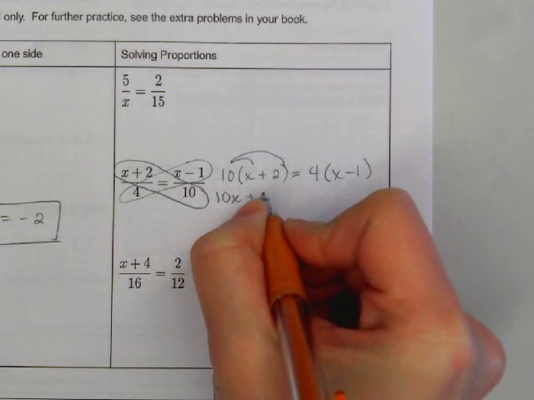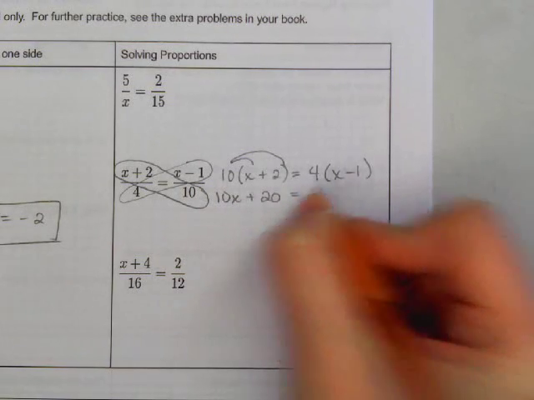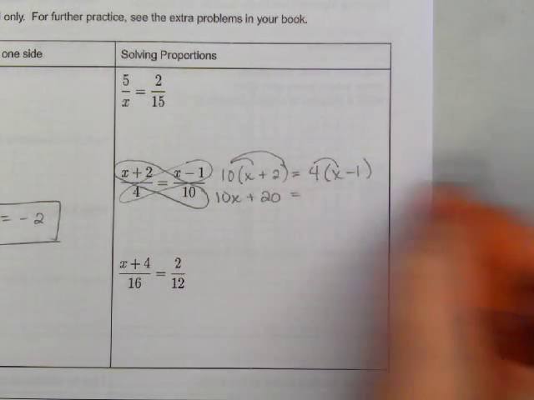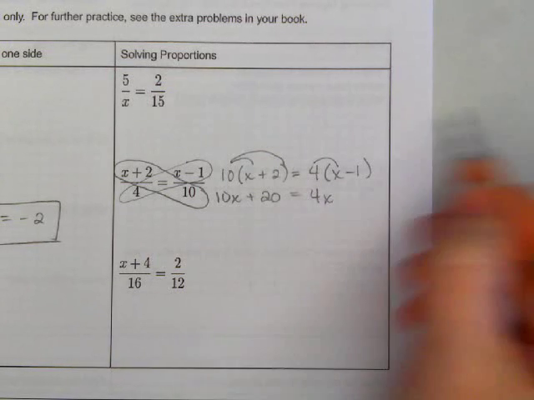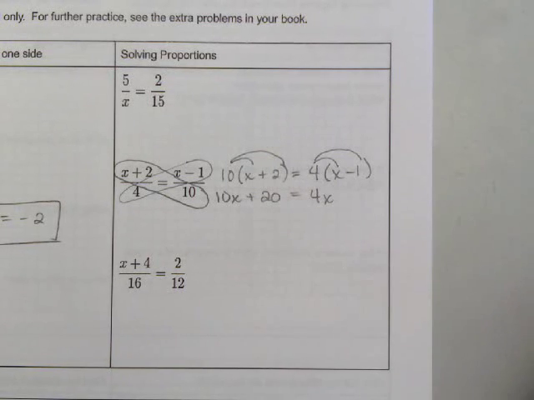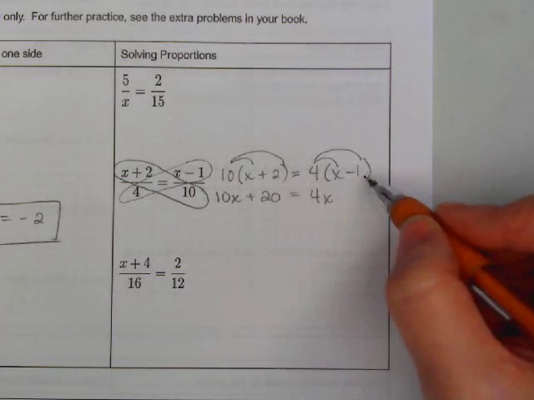Do I have any like terms to combine on either side of the equal sign? No. Because remember, we're not going to cross that equal sign when we're combining like terms. So then my next step after that is to take away the smaller variable. So what do I want to take away? You don't necessarily have to take away the 4x. It's just easier because then you don't have to deal with negatives. You take the smaller one away.